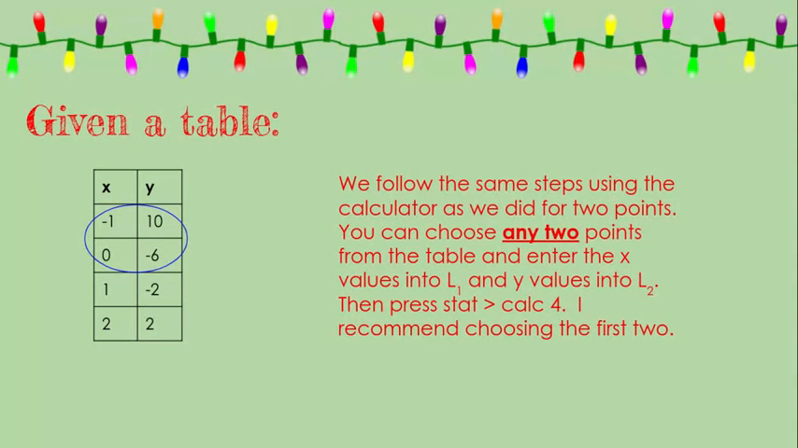If you're going to choose any 2 points, I do recommend just choosing the first 2 so you don't make any mistakes entering data in. If you circle the first 2, you would just put -1 and 0 into L1 and 10 and -6 into L2. You also can enter the whole table into your calculator, all the x values into L1 and all the y's into L2, and it would still give you the equation.